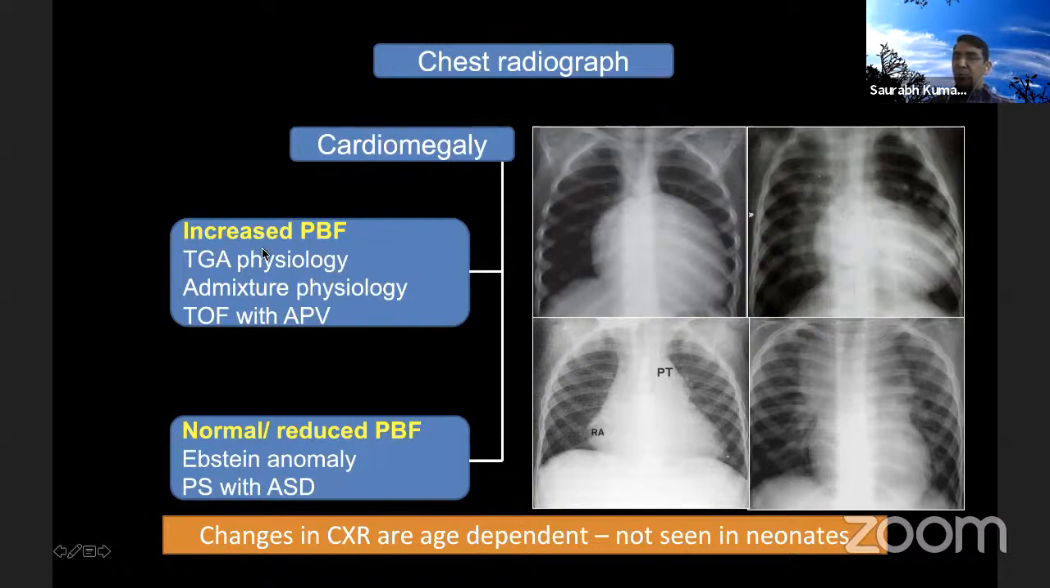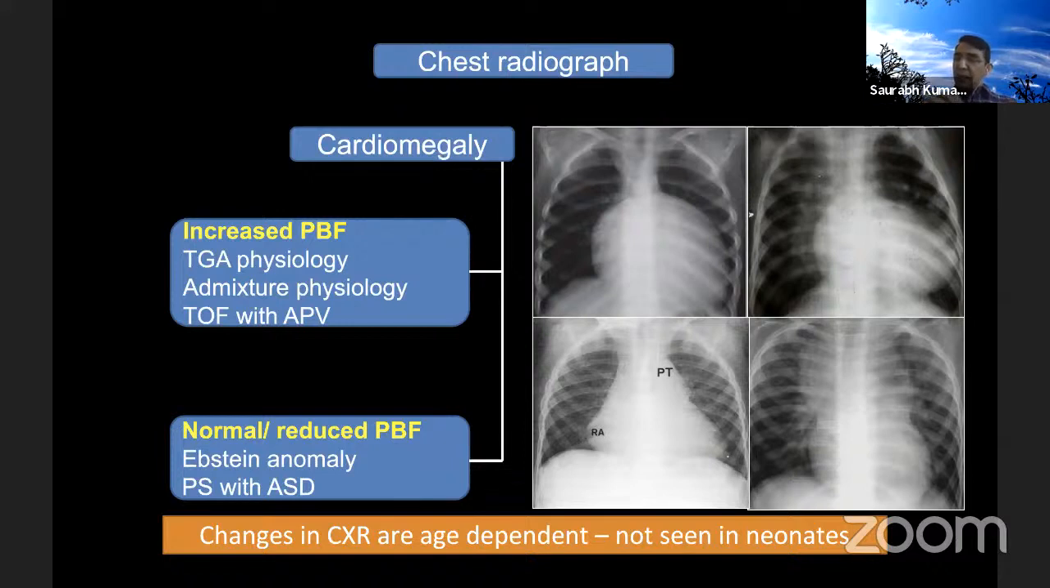In conditions with cyanotic congenital heart disease, if the patient has cardiomegaly, then we are talking about increased pulmonary blood flow situations like TGA physiology shown over here, admixture physiology like TAPVC, something shown here, and other conditions where there can be cardiomegaly because of cardiac lesions and dilatation of chambers without increased pulmonary blood flow, like Ebstein anomaly and PS with ASD, where there can be increased cardiothoracic ratio but without plethora. So whenever we are seeing a patient with congenital cyanotic heart disease, we must look at the heart size, whether or not there is cardiomegaly.